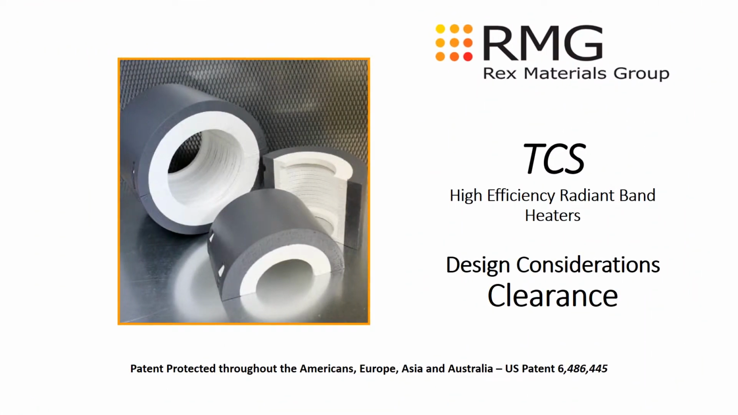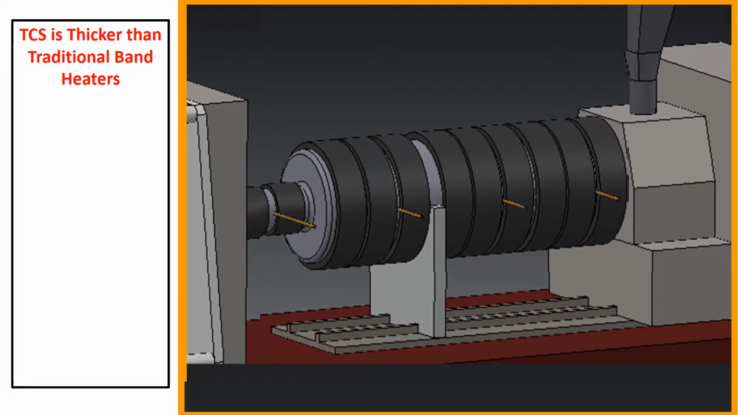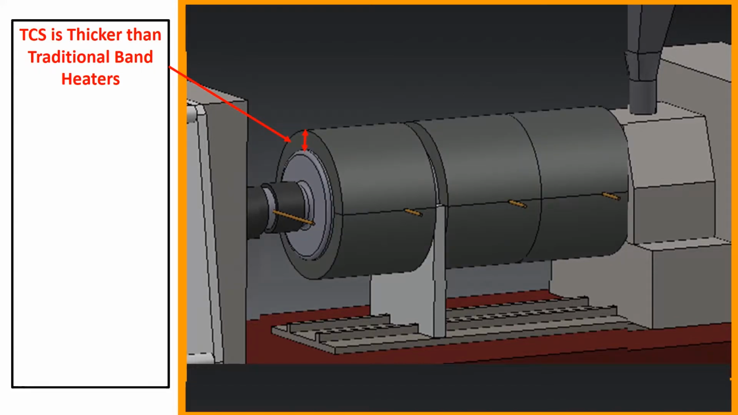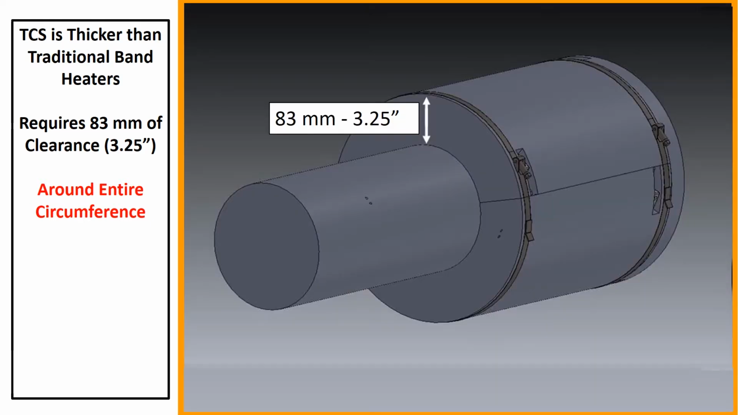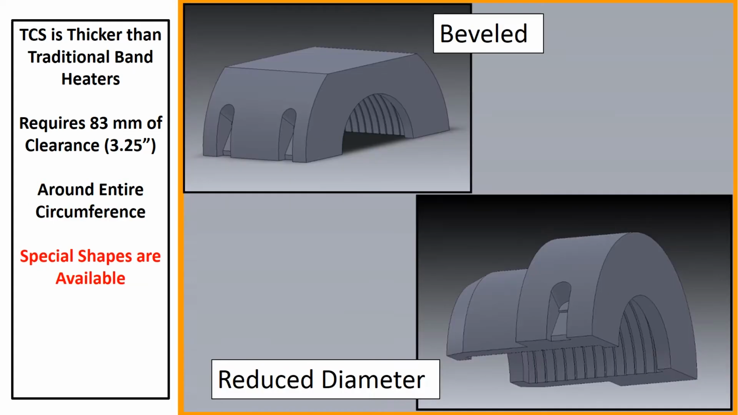Clearance must also be considered when designing a TCS section. TCS is thicker than traditional band heaters, requiring 83 millimeters of clearance around the entire circumference. If the system doesn't allow for 83 millimeters of clearance, special shapes are available, including beveled and reduced diameter parts. Please contact your TCS representative if you have a need for special parts.